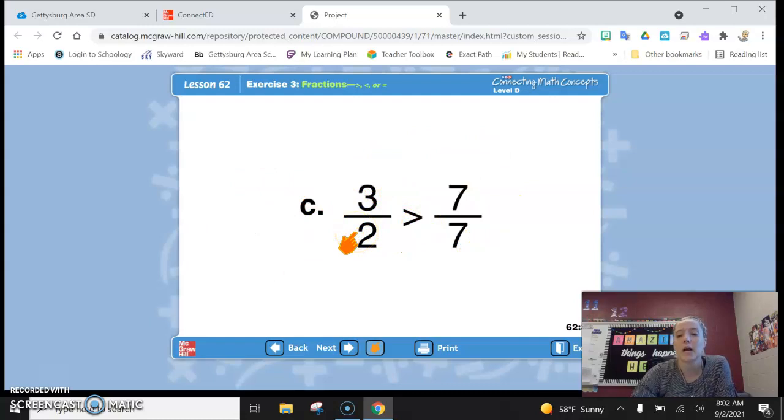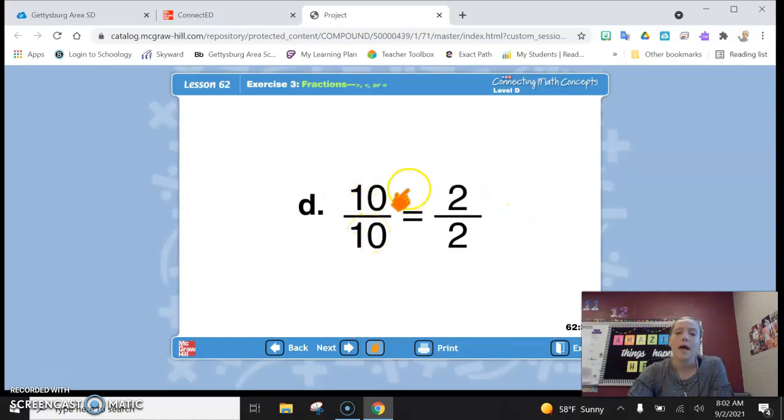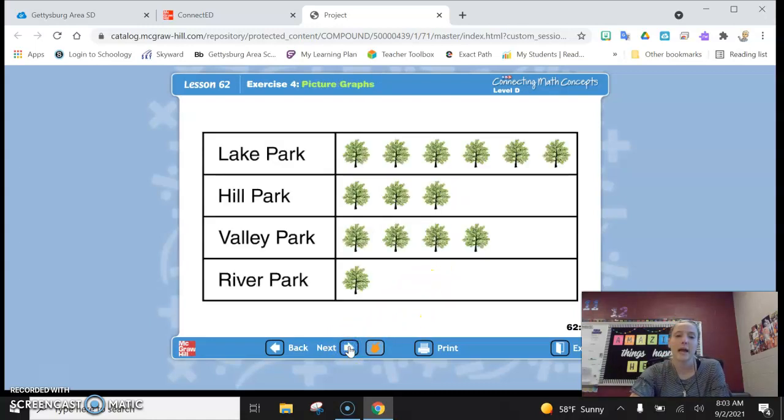Think of it like a dollar. This is 1 whole dollar. This would be over a dollar. Okay? D. Both of these fractions have the same numerators and denominators, meaning 10/10 is equal to 1 whole. And 2/2 is equal to 1 whole. Guess what? They're equal. They're both equal to 1 whole. Okay, so that's our fraction practice for today.